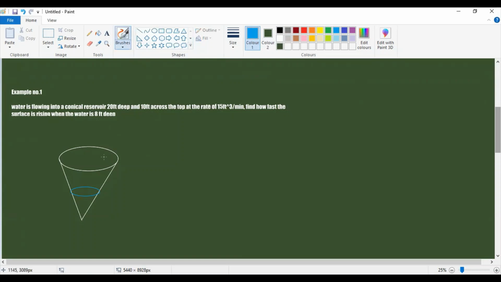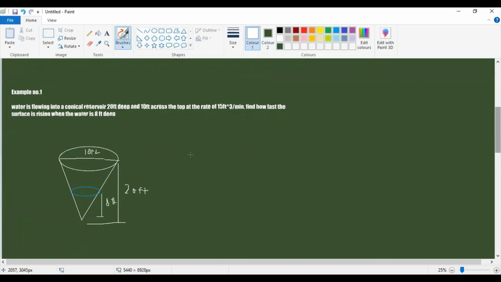So it says here we have, wait a minute, we have a diameter of 10 feet. This will be 10. And this one, which means it is the height of the cone, we have 20 feet. And the height of the water inside of the cone, that will become 8 feet.